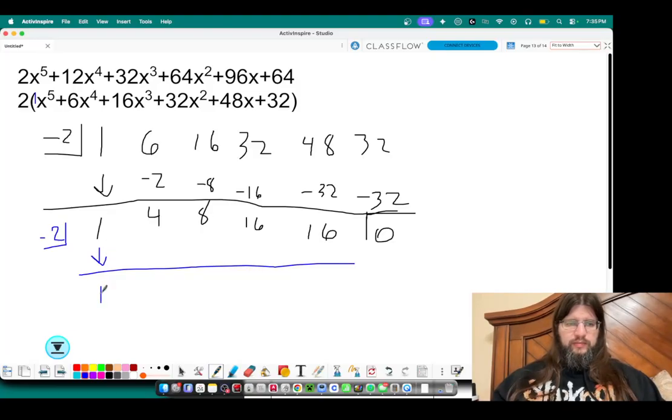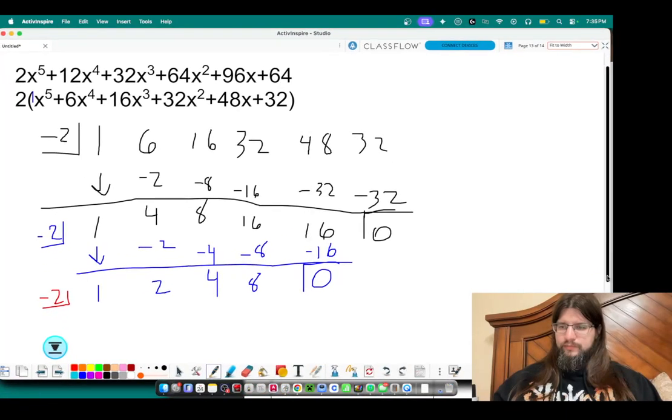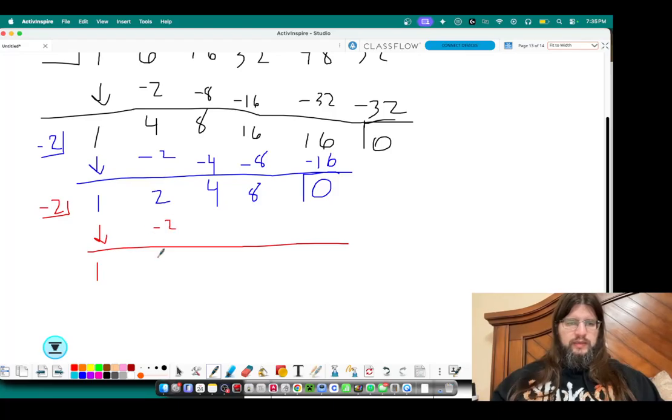So I'm going to bring that down, multiply, combine, multiply, combine, multiply, combine, multiply, combine, and we get a 0. Now, I could do the same process again, but I'm not going to. It's a negative 2, y'all. Bring down, multiply, combine, multiply, combine, multiply, combine. And we got ourselves a 0. So now this is down to quadratic.